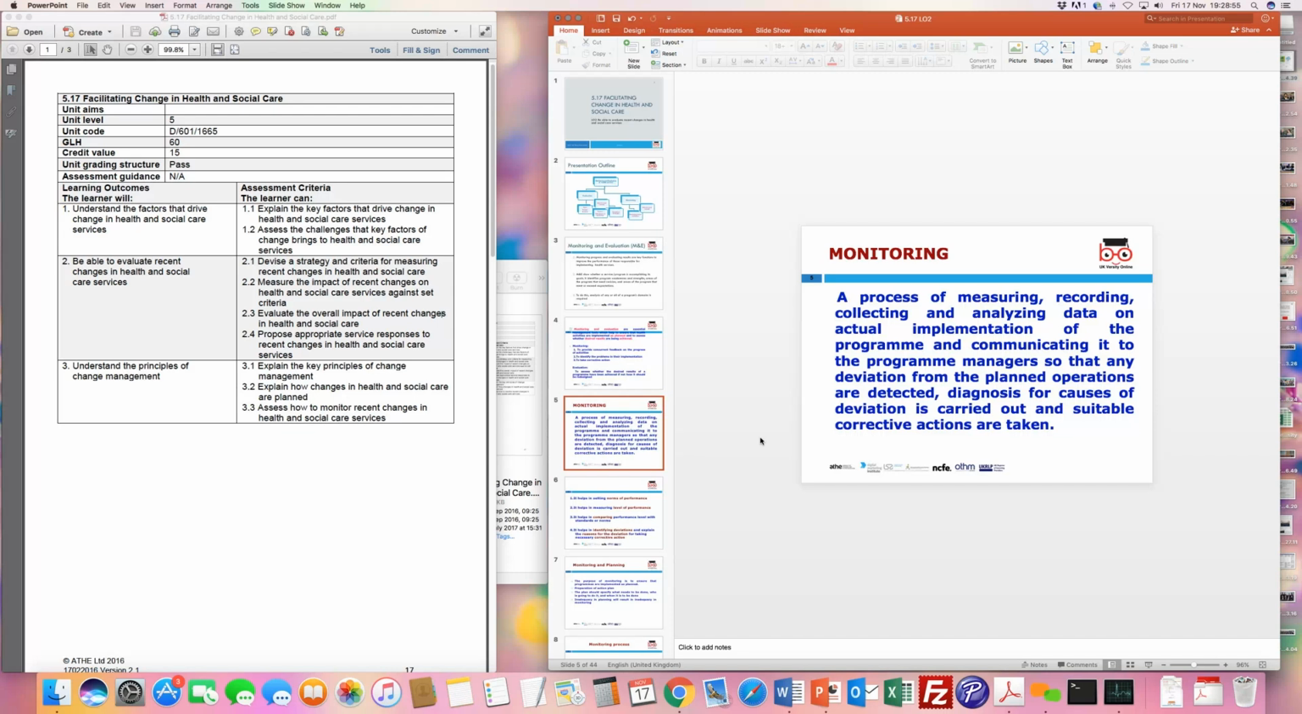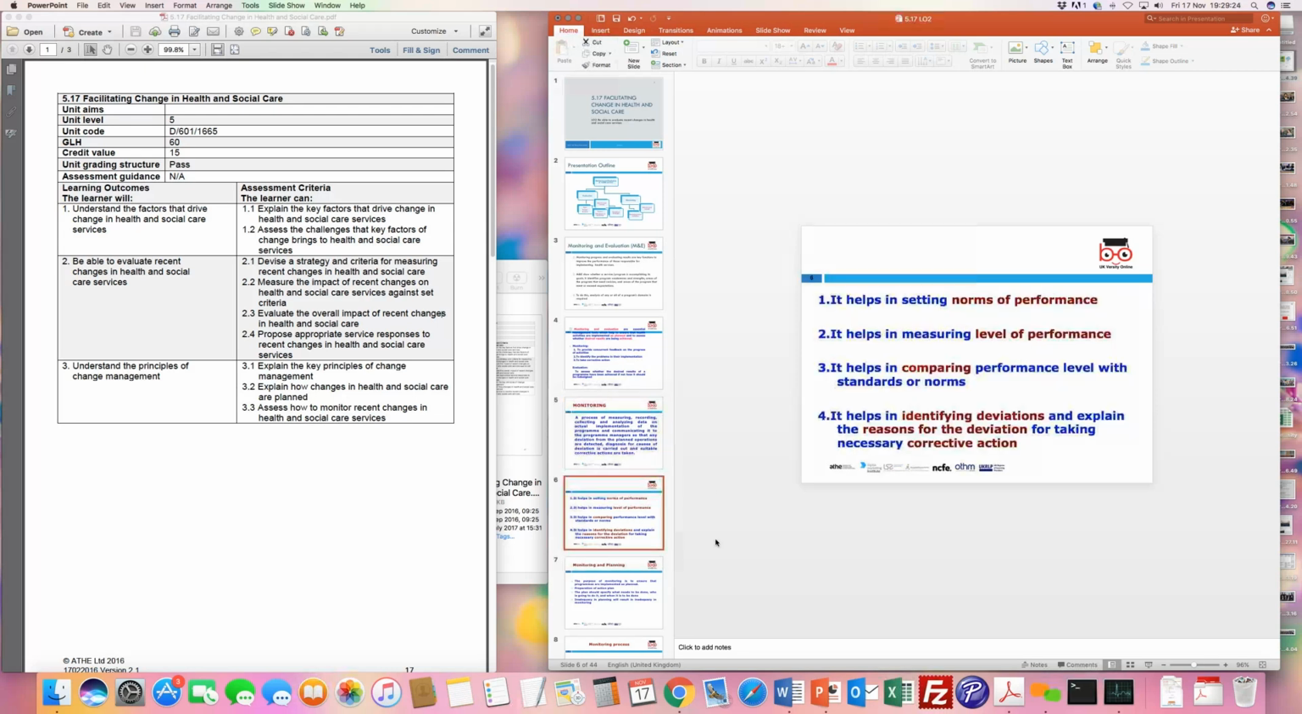So monitoring, in terms of definition, consists of 4 or 5 broad activities. One is measuring. You're looking at recording and collecting the data. And then at some stage, when the measuring, recording and collecting of data has been done, we look at analyzing it to be able to work out whether it is working in line with the standard set for it to achieve its objectives.